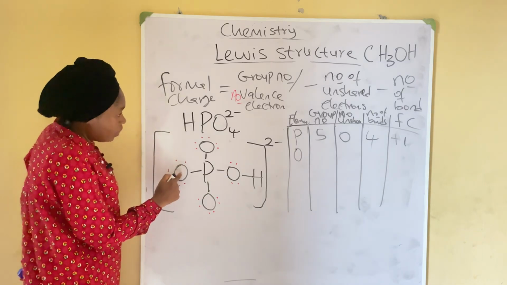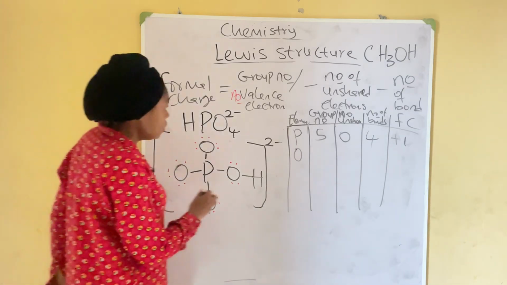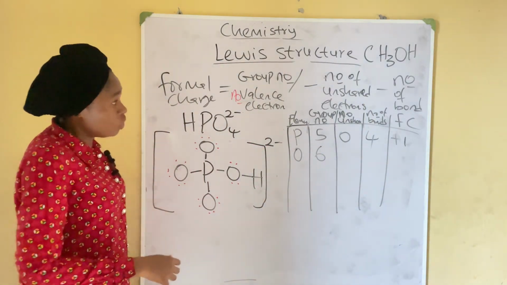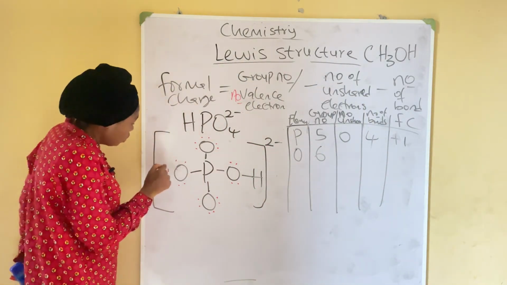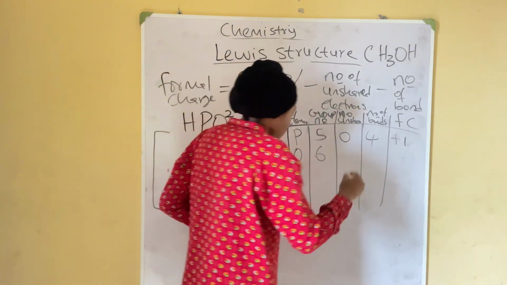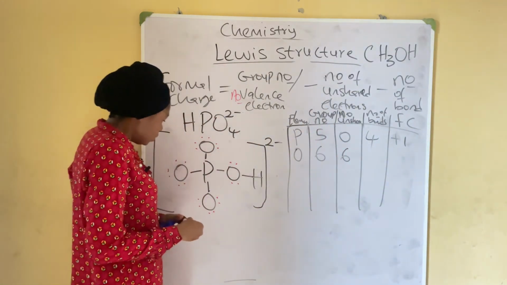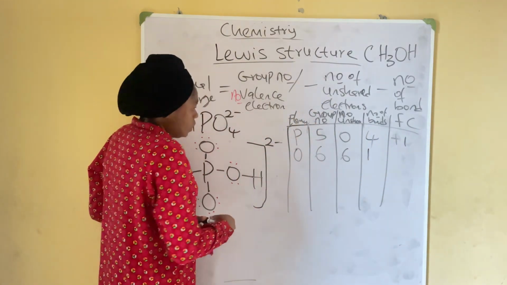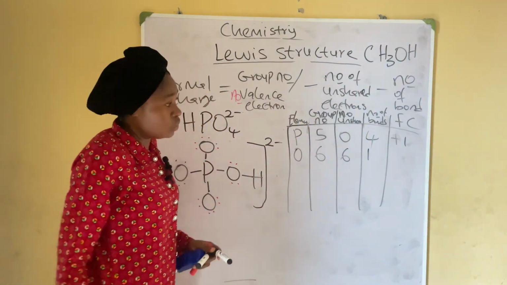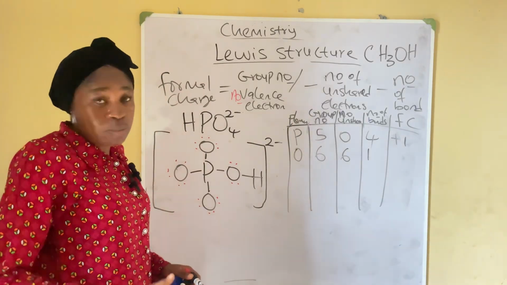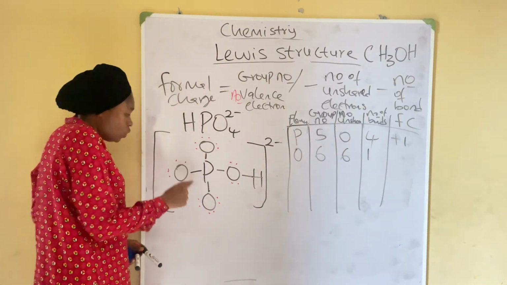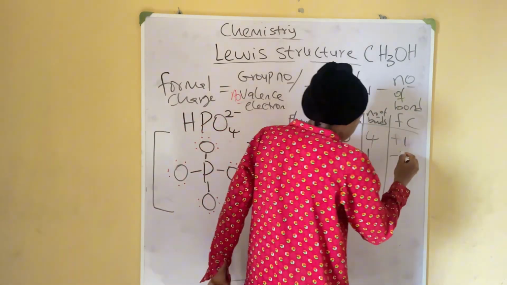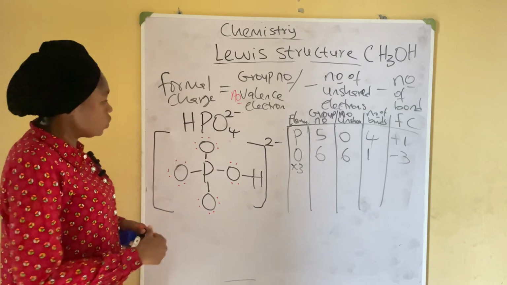So what's the group number for oxygen? Group 6. How many unshared electrons here? 1, 2, 3, 4, 5, 6. How many bonds? Just 1. 6 minus 6 is what? 0. 0 minus 1 is what? Minus 1. But I have 3, so minus 1 times 3. So I end up having what? Minus 3. Okay, let's look at this oxygen.